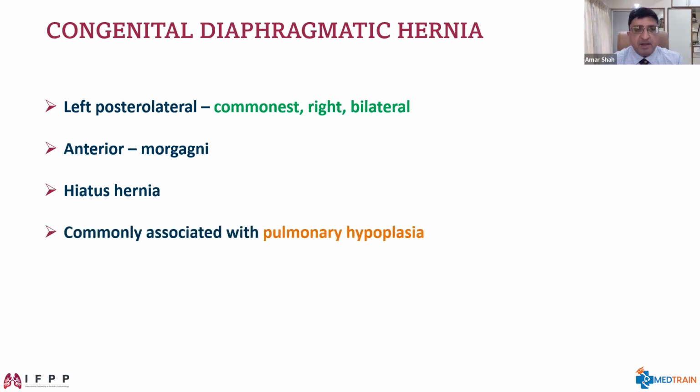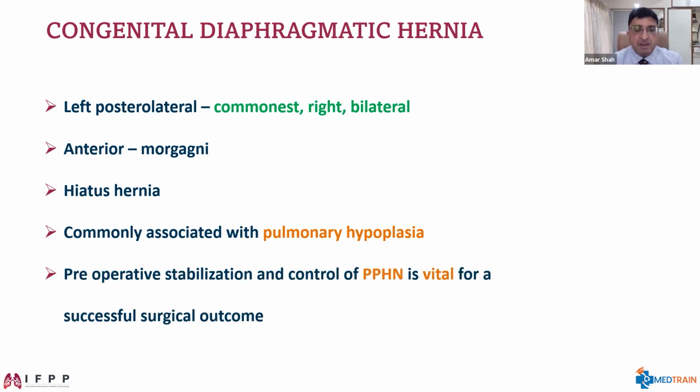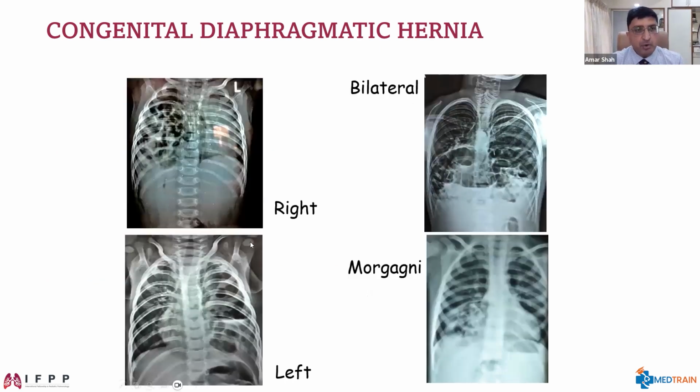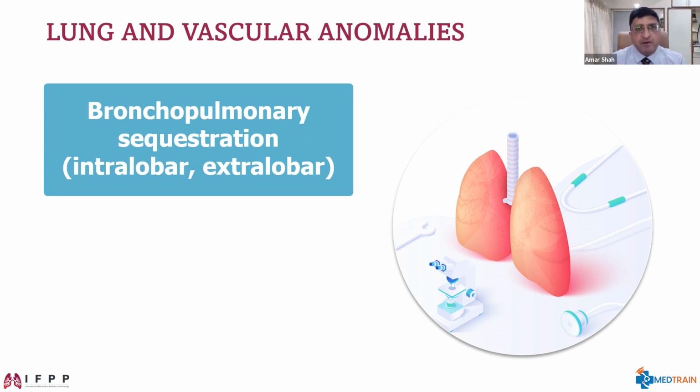Now, congenital diaphragmatic hernia is commonly associated with pulmonary hypoplasia. Preoperative stabilization and control of persistent pulmonary hypertension is vital for a successful surgical outcome. These are a few X-rays showing diaphragmatic hernia. This is the classic left diaphragmatic hernia. This is a right-sided diaphragmatic hernia. This is bilateral diaphragmatic hernia, and the anterior, which is the Morgagni diaphragmatic hernia. So this ends our first group of congenital lung anomalies.